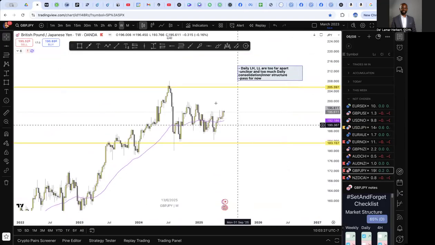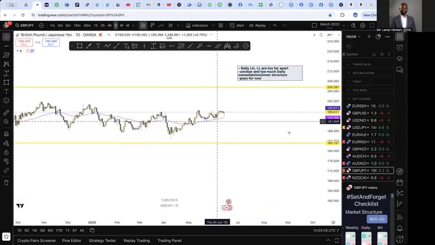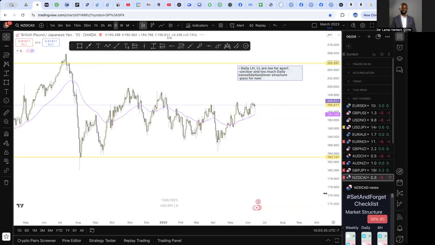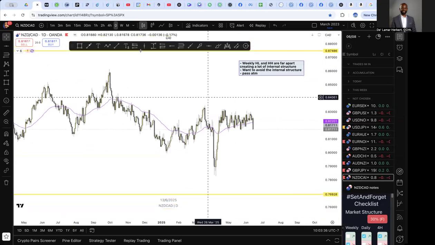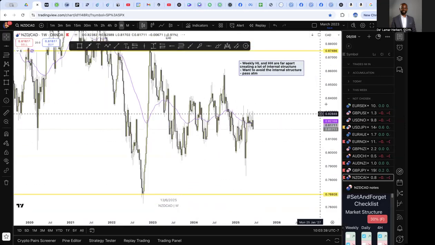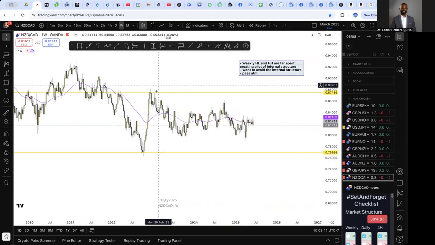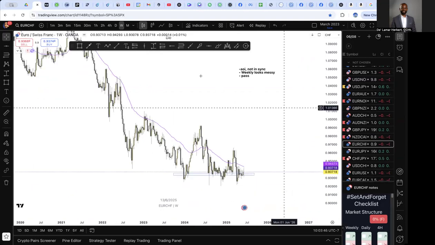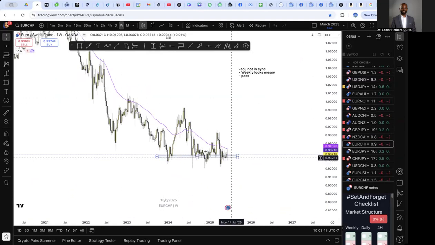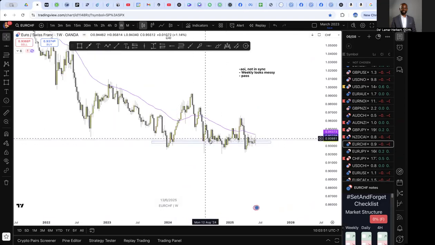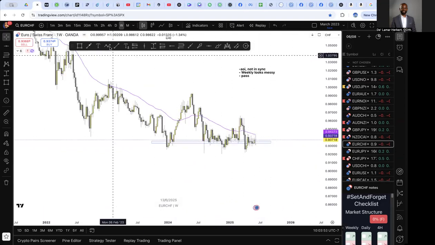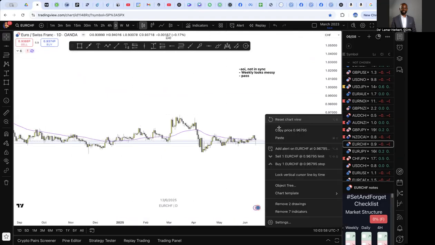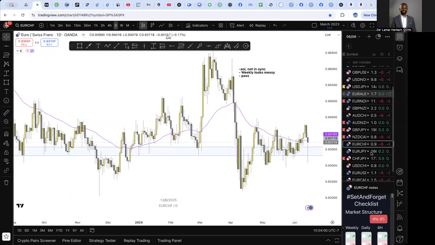GBP JPY, same thing, but on the daily, the lower high and lower low are just too far apart. A lot of internal structure. Gonna pass on that. NZD CAD, same thing, but here the higher low and the higher high. Euro CHF, looks really messy on the weekly here, as you can see. It's consolidating too, is what's happening on the daily. Same thing, this sideways movement. I don't like to trade all this mess. Let it pass.